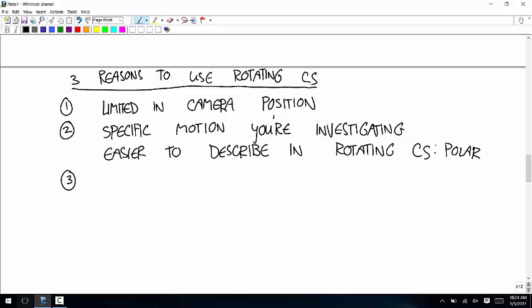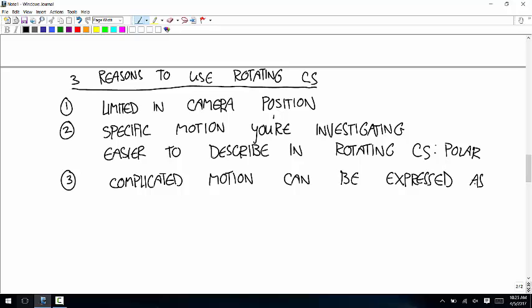And then the third reason is that a complicated motion can be expressed as one simple motion riding another simple motion.